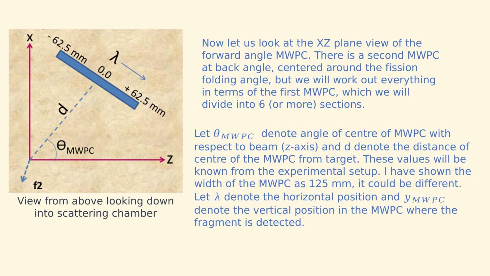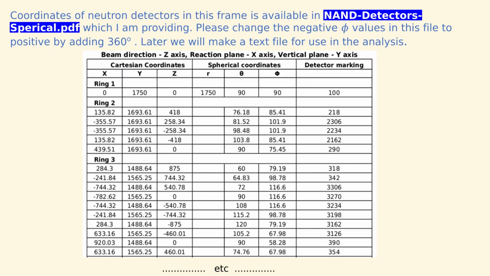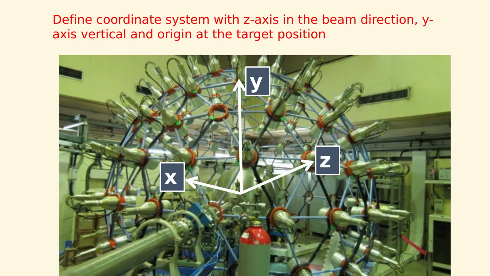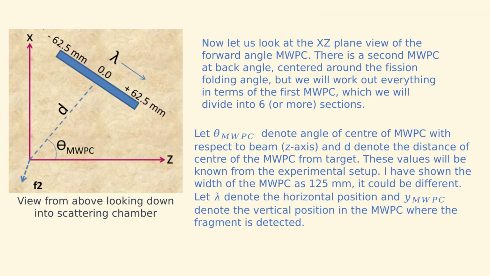So I'm going to look at the XZ plane view of the MWPC1. The MWPC1 is placed at a forward angle, something like 40-45 degrees. That's the usual angle at which you place MWPC1, and it is used to detect the first fragment. This XZ plane, what is it? The XZ plane is the horizontal plane. So I'm in the horizontal plane, and my MWPC1 becomes a vertical rectangle facing towards the target.